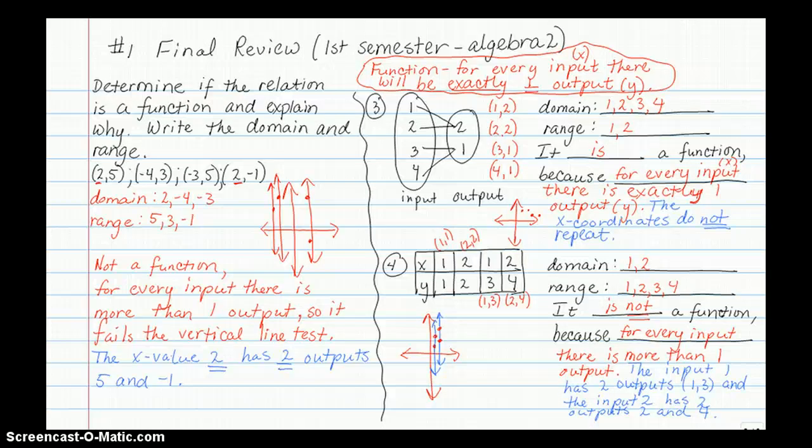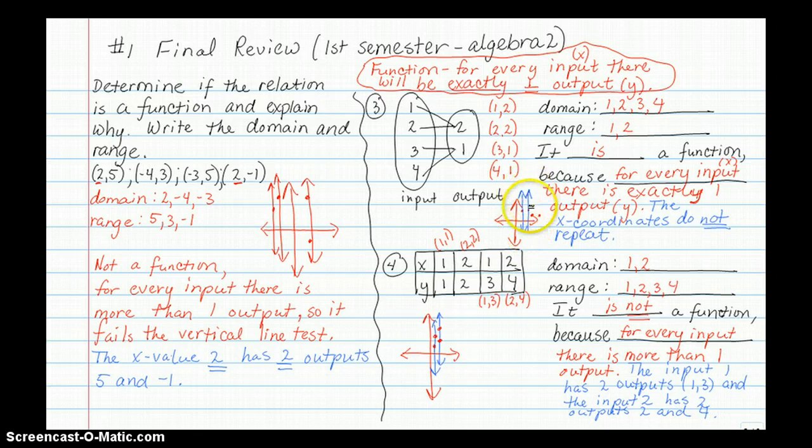All right, if you look at number 3, its domain, its input values are 1, 2, 3, and 4. Its range is 1 and 2. The ordered pairs that it's showing you are 1, 2, 2, 2, 3, 1, 4, 1. It is a function because when you look at this little rough sketch, you have 1, 2, and then you have 2, 2. Those all pass the vertical line test. There's only 1 point on each of the vertical lines.